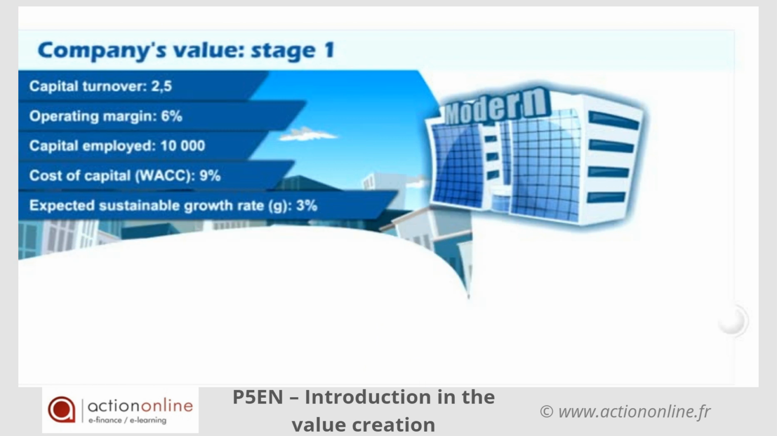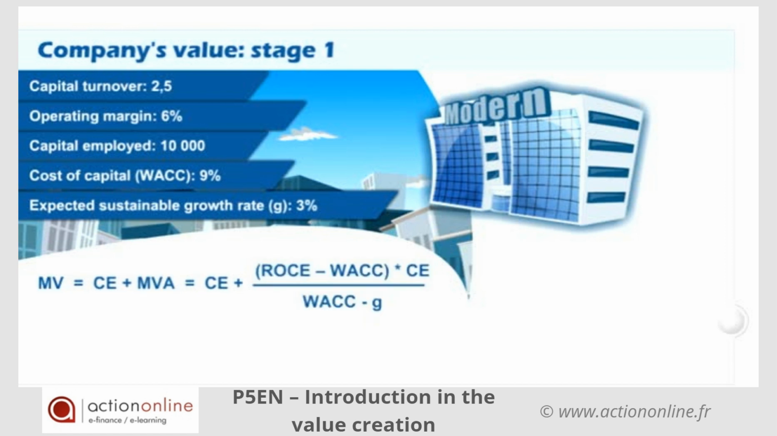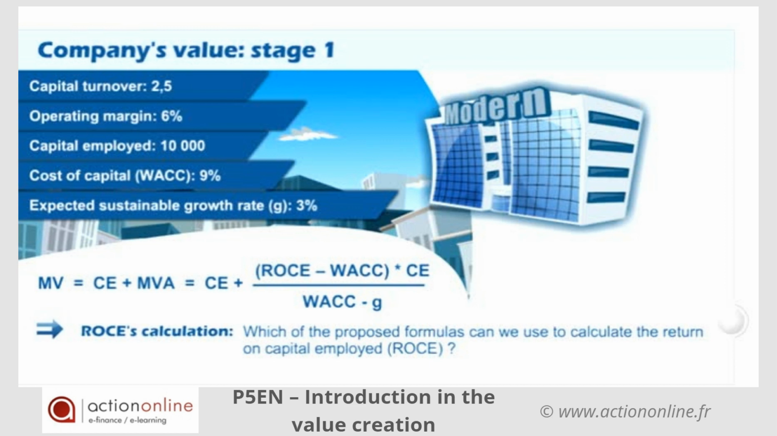The market value of the company, MV, is equal to the sum of the capital employed, CE, plus the shareholder value created, also called market value added, or MVA. First, calculate the MVA. Remember, this is equal to... To do this, we calculate the ROS, the missing piece of the puzzle. In your opinion, which of the proposed formulas can we use to calculate the return on capital employed, ROS?